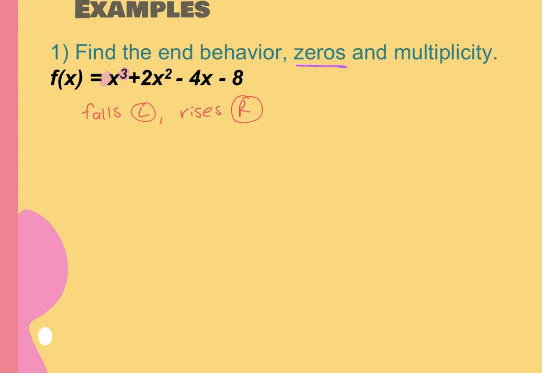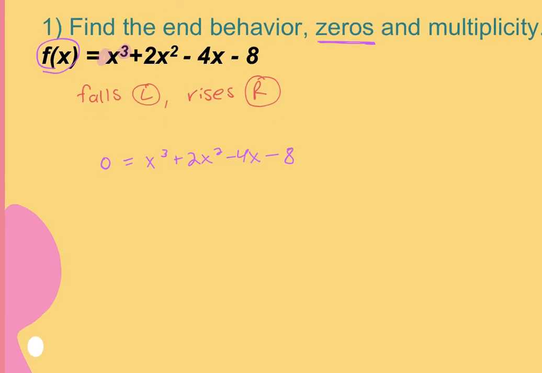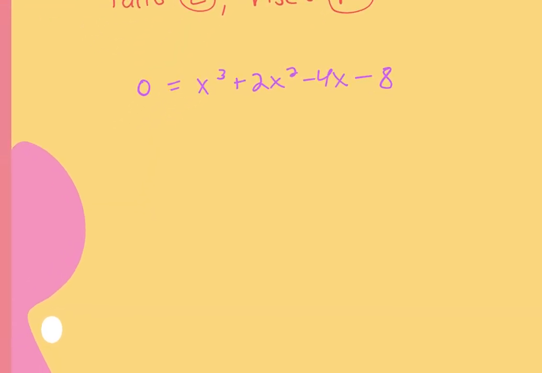Then it says find the zeros and the multiplicity. So I'm just going to solve it. I'm going to make f of x 0. So 0 equals x to the third plus 2x squared minus 4x minus 8. And there's 4 terms, so my first attempt is going to be factoring by grouping.